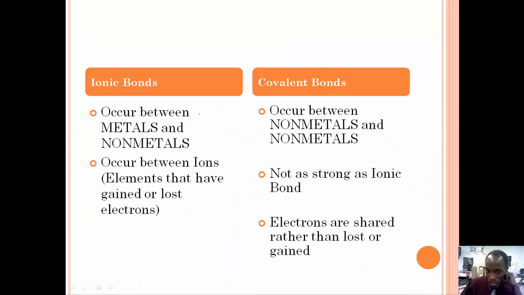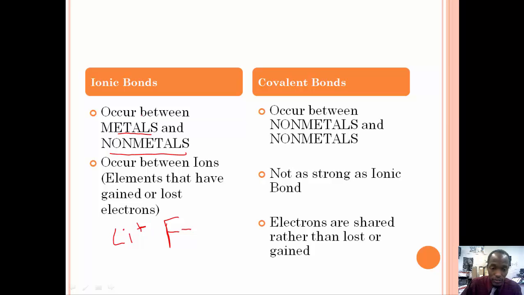So, we know ionic bonds occur between metals and nonmetals. We know that they occur between ions. Ions are elements that have lost or gained an electron. Just like we just saw here, lithium became a positive ion when it gave fluorine its electron, and fluorine became a negative ion when it gained an electron. So it occurs between these types of charged particles, and because opposites attract, they're able to form a bond together.